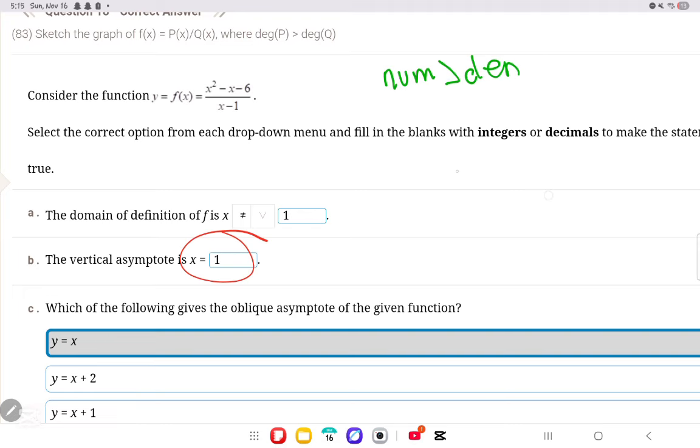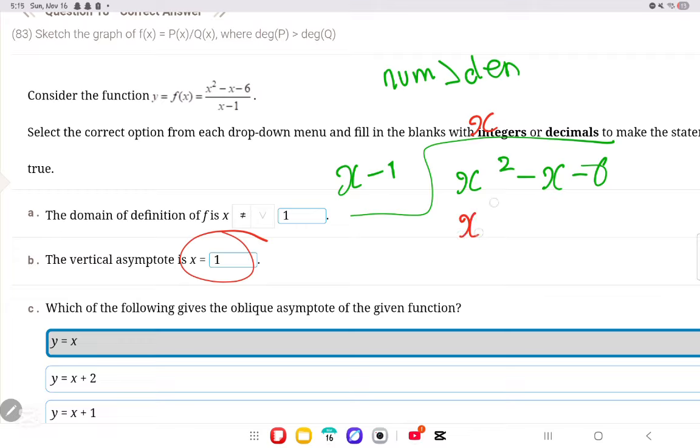I need to divide x squared minus x minus 6 by x minus 1. So it's going to be x squared divided by x is x, times x is x squared, x times minus 1 is minus x. Change the sign.